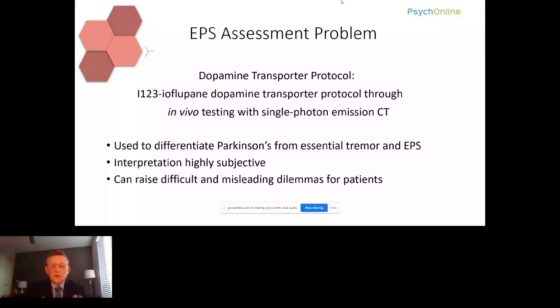So I'm just recommending that you be aware of this tool. And when somebody comes in and says, I had this protocol done and they tell me it's all due to my medication, you want to go back to the person doing it, discuss it with them in detail.